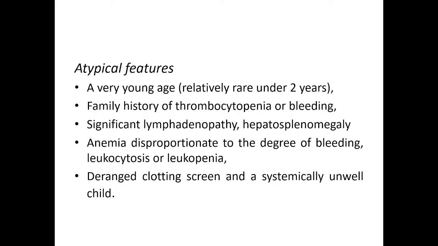Atypical features means if any feature is there, then don't think it is straightforward ITP, there may be something else, so you have to do bone marrow or something to rule out other causes. At a very young age, under 2 years, it is relatively rare. With a family history of thrombocytopenia or bleeding, congenital causes may be there. Significant lymphadenopathy, hepatosplenomegaly, anemia disproportionate to the degree of bleeding, leukocytosis, leukopenia, deranged clotting screen, or a systemically unwell child.